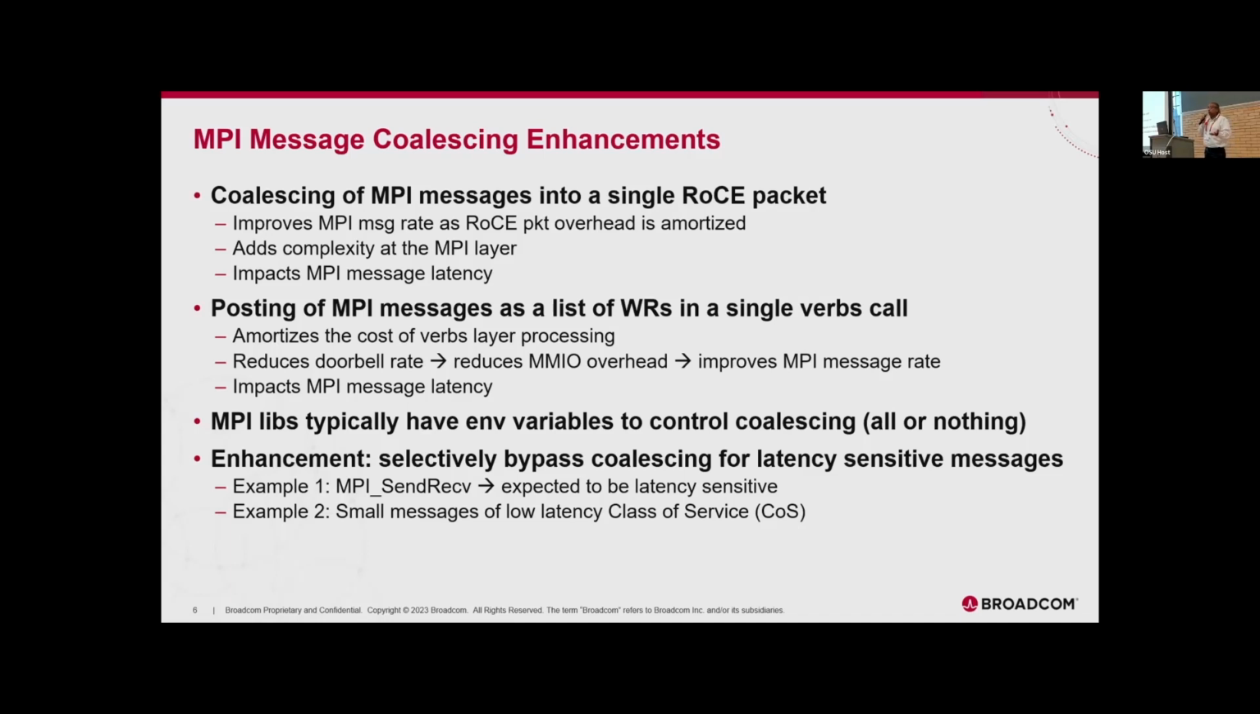So you can have coalescing logic inside your MPI library. There are a few examples I can give here. For example, if you get an MPI send receive and a very small message, generally these are meant to be low latency neighbor communication. So you can bypass your coalescing for that and right away post those messages. That's one example. Another one is you can have different classes of service supported by the MPI library.